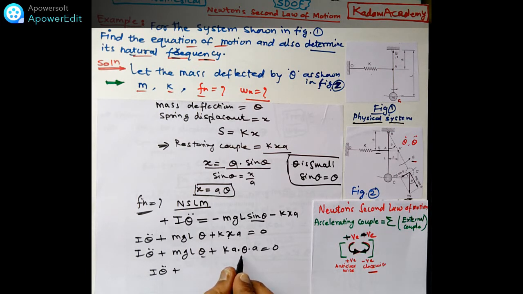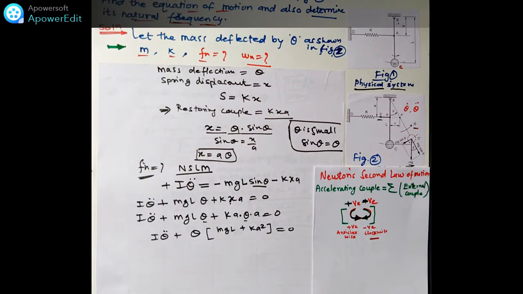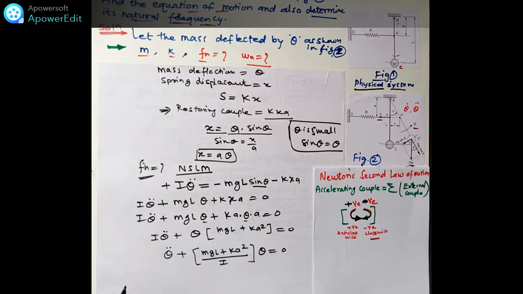I'll rewrite this equation: I theta double dot, and I'll take theta common, mgL plus k a square, is equal to 0. So friend, rewriting this equation: theta double dot plus, inside the bracket, mgL plus k a square divided by I, into theta is equal to 0.